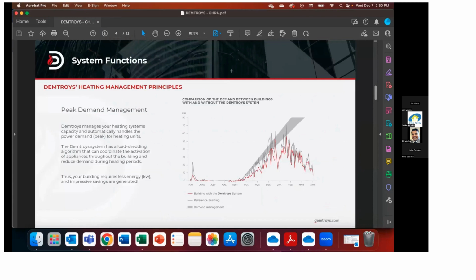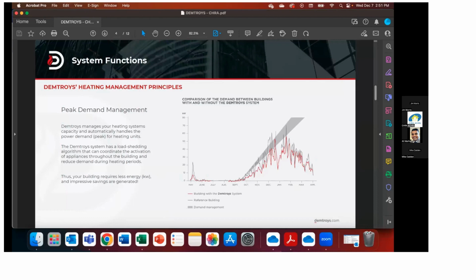Here is a graph, and again, we're getting into some technical side of things, so I'll keep it as simple as possible. The gray line represents just the reference of what a chart would look like over the course between September and April of any given year. When we install the Demtroy system, the building management system, we can see the reduction. And so our system is focusing on this gray section area where the demand management is actually either required or not required. And again, there's some technical aspects that go into how we do that.